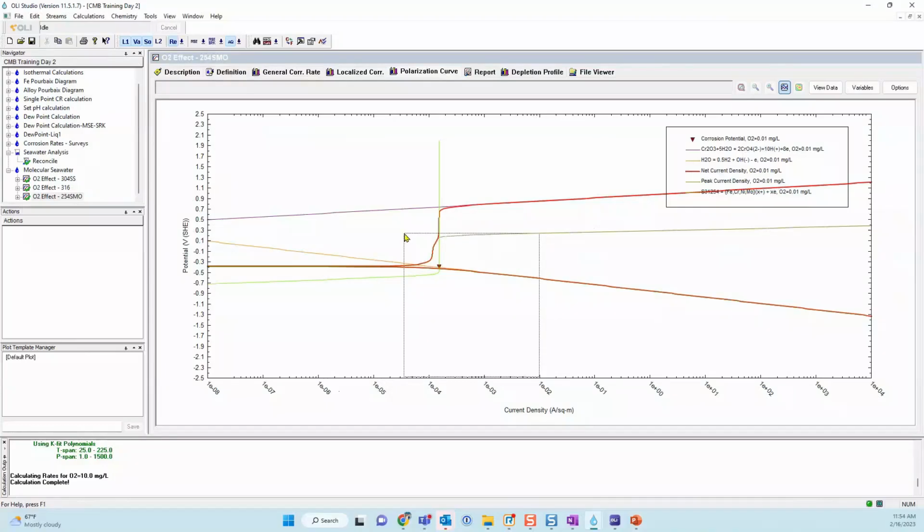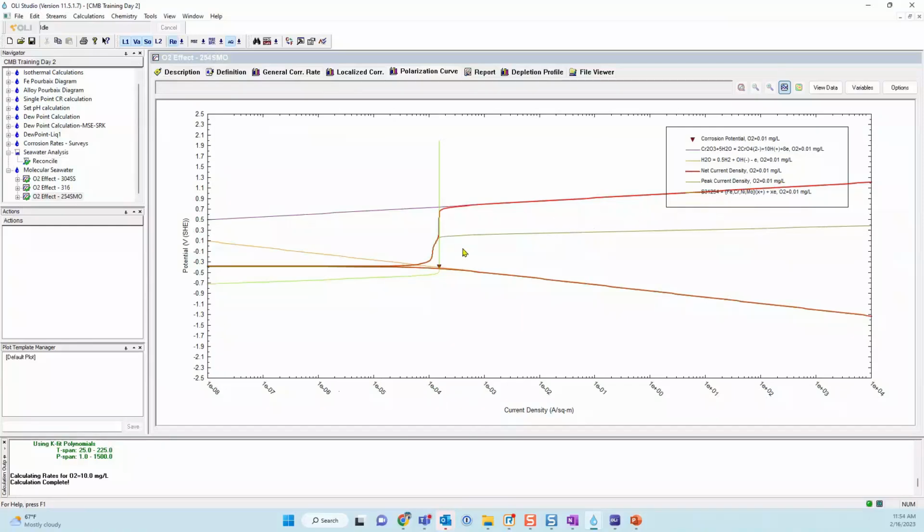So when you create the peak current density polarization curve and you put it on top of the net current density polarization curve, you will see, if we had here an indicator like a little square here, that the repassivation potential is higher than the corrosion potential. So visually here, we could say we are now having localized corrosion damage at this concentration, 0.01 milligrams per liter.